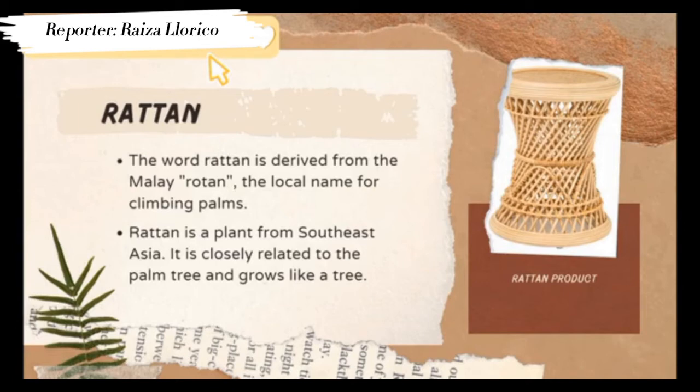Rattan is a plant from Southeast Asia. It is closely related to the palm tree and can be identified through its tough, solid stems that vary from 1 to 2 inches in diameter, and its vine can grow for as long as 250 to 650 meters. As a material, rattan is lightweight and almost impervious and is easy to move and handle. It can withstand extreme conditions of humidity and temperature and has a natural resistance to insects.